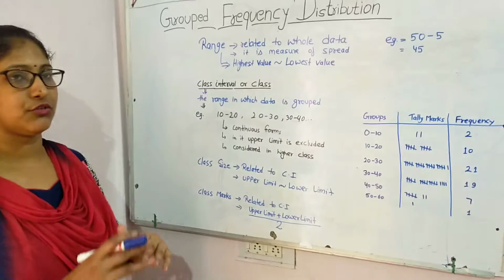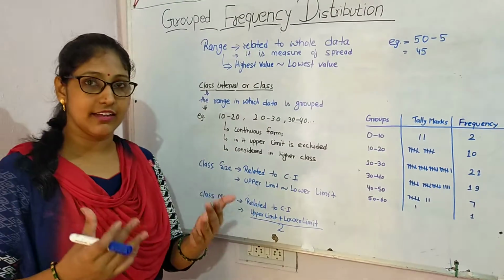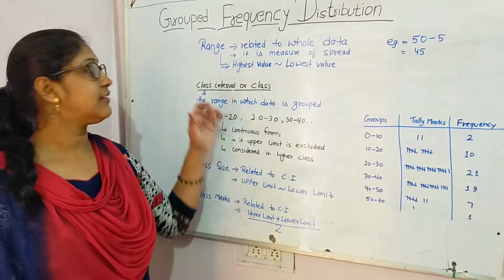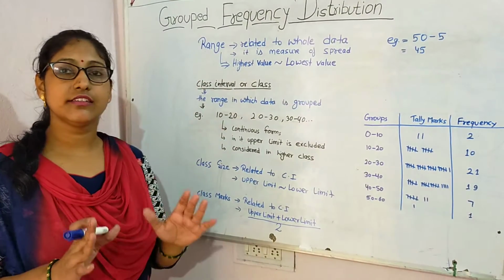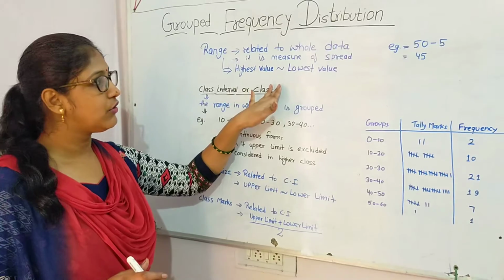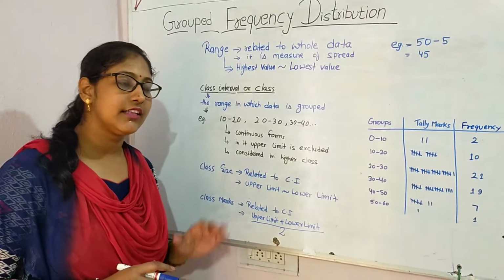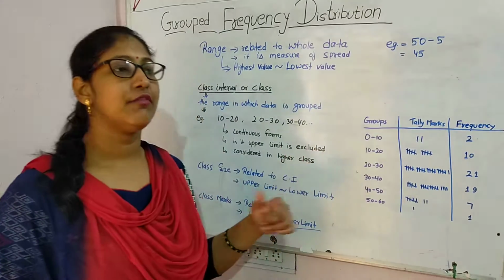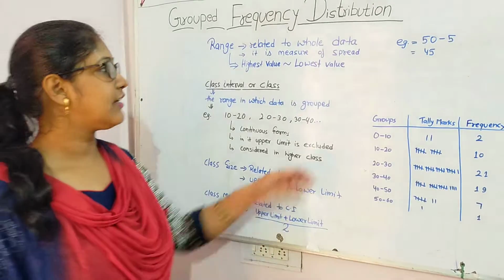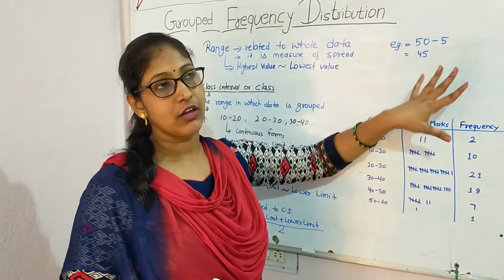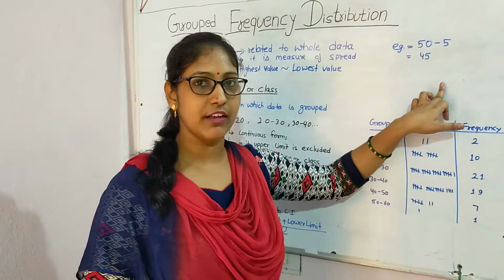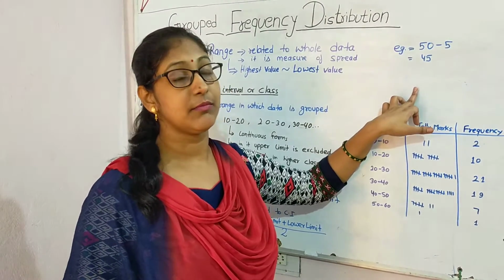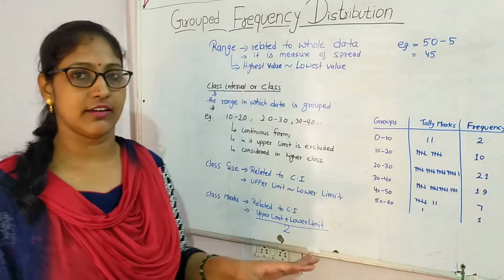Basically range is related to whole data. It tells us the spread of data. It means how much our data is spread is explained by range. It is the difference between highest value and the lowest value. The example taken by our textbook in the previous video, when we observe them, we get 50 is the highest value in this data and 5 is the lowest value. When we differentiate them, we get 45. It means 45 is the range of data.